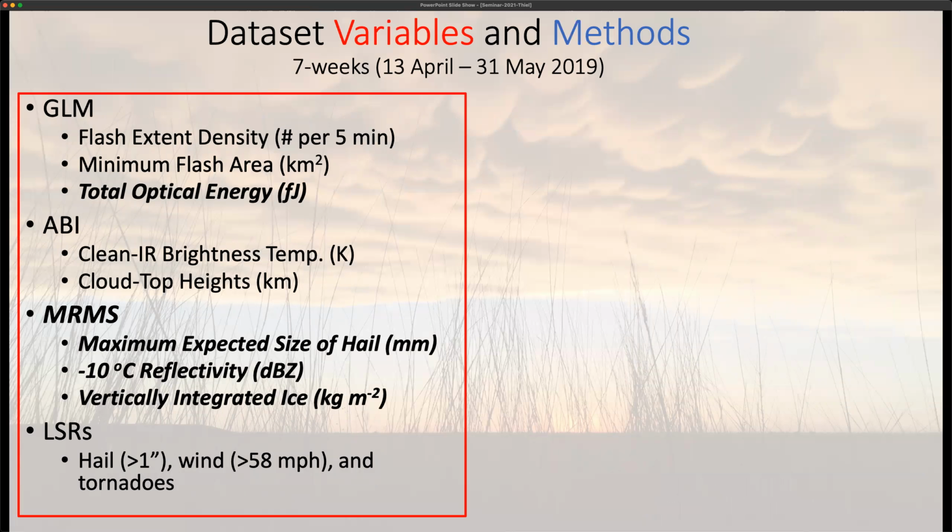So to put this all together, this is what we're setting out to do. We are adding the variables that are in bold on the left-hand side here in the red box, which is the total optical energy, along with our same GLM and ABI variables. We then are adding the MRMS variables that we mentioned in the last slide, along with, from before, our local storm reports for severe hail, wind, and tornado occurrences.